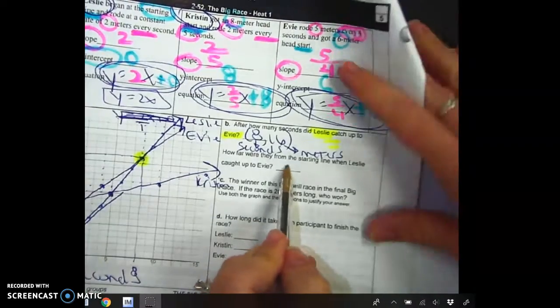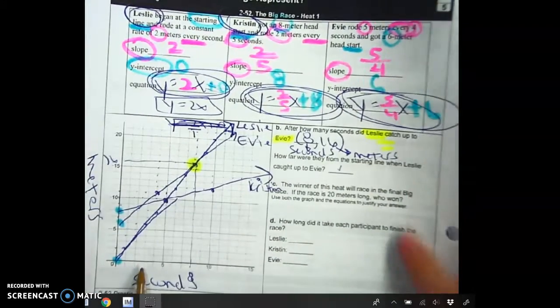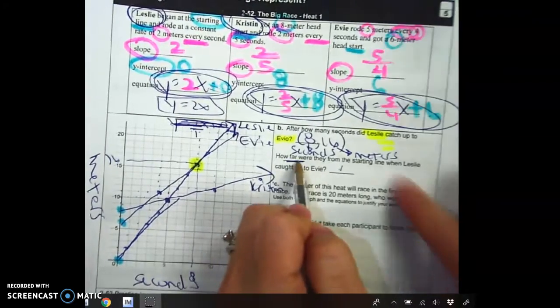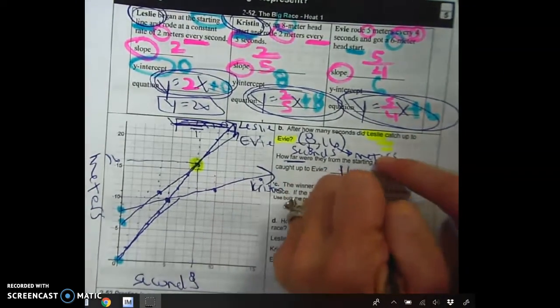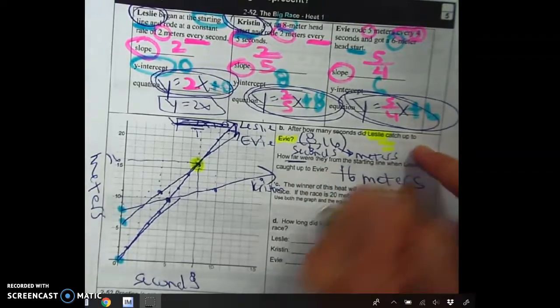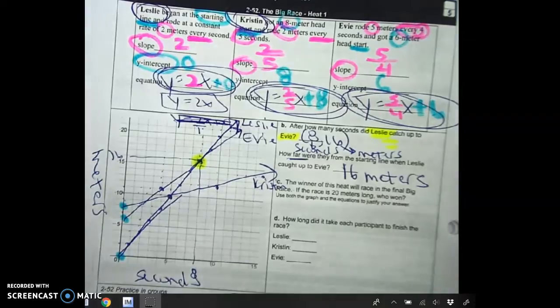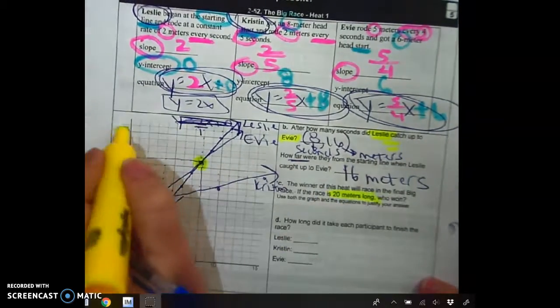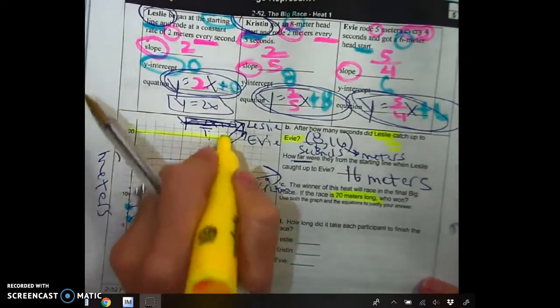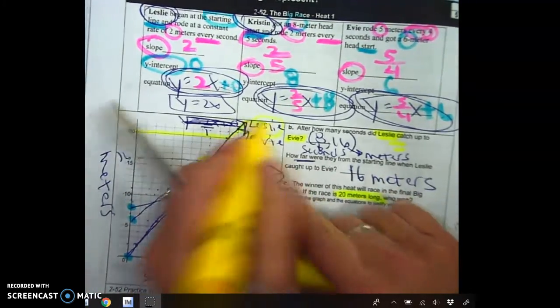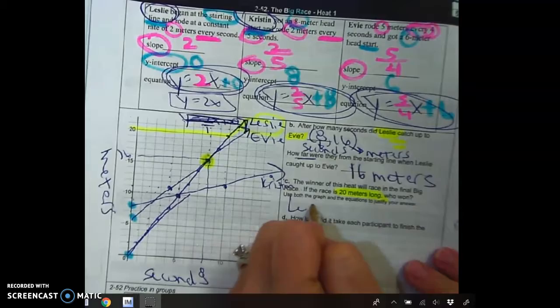All right. How far were they from the starting line when they caught up? So how far? Far means distance. 16 meters. The winner of this heat will race, if the race is 20 meters. Who won? Well, who did I touch first? Leslie. So Leslie won.